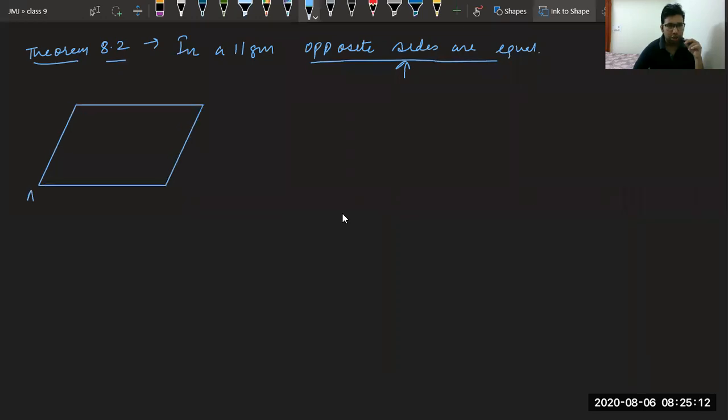So this is the parallelogram ABCD. All of you please see how to prove this. In a parallelogram, opposite sides are equal. We have to prove what is given to us. Given is ABCD is a parallelogram. To prove is this property.